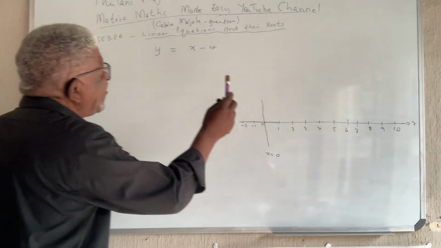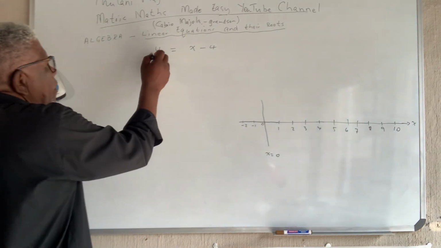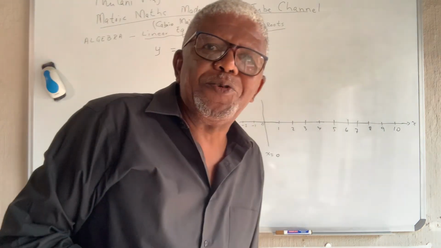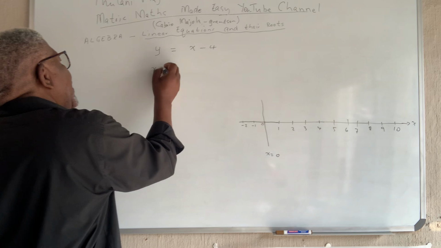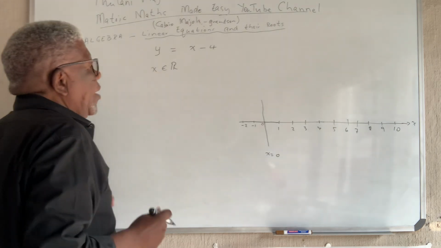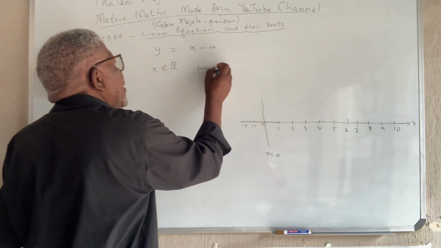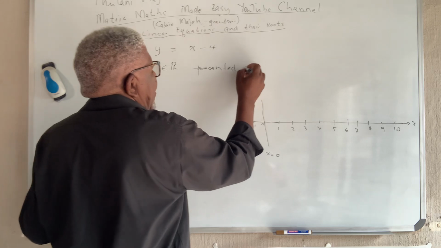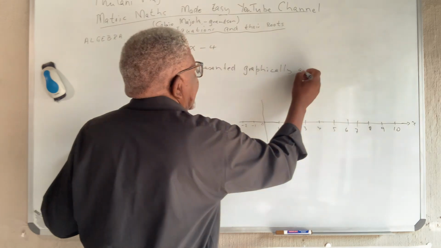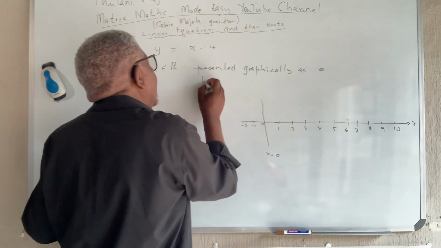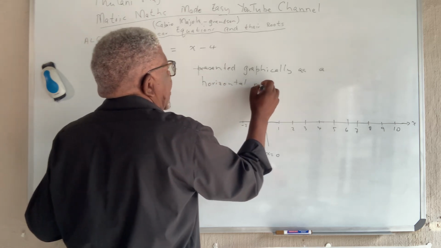Algebra, linear equations, and their roots and their solutions. So now we introduce a new variable, y equals x minus 4. We all know this x is an element of the real numbers, and we present it graphically on a horizontal number line.